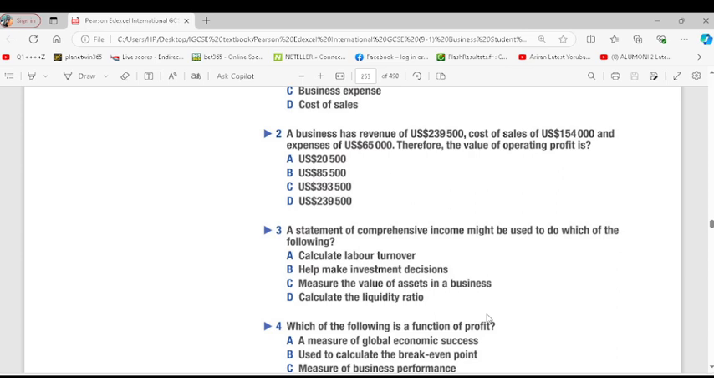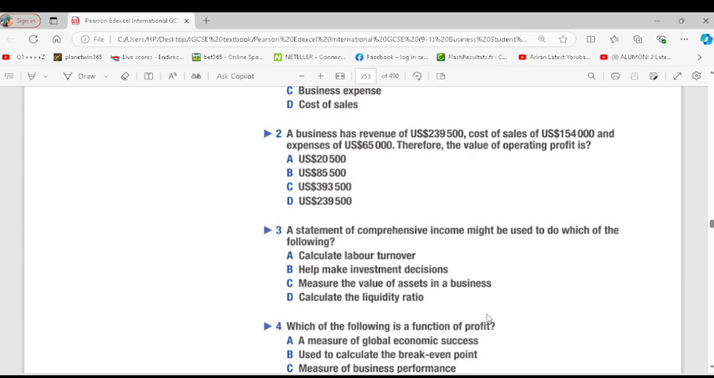So operating profit will be revenue minus cost of sales, which is 85,500. This is our gross profit. Then gross profit minus expenses gives 20,500. So the answer is A. Did you get it or not? Yes.